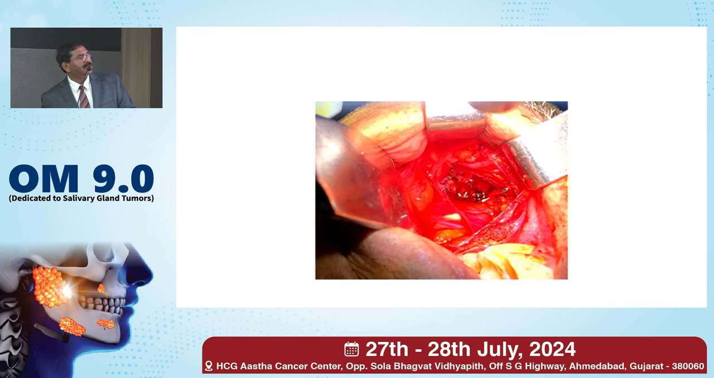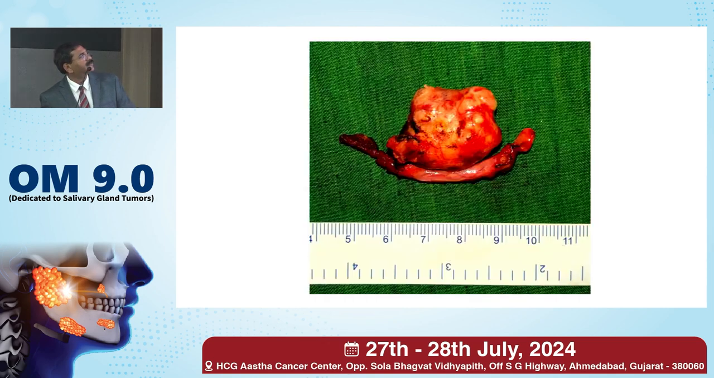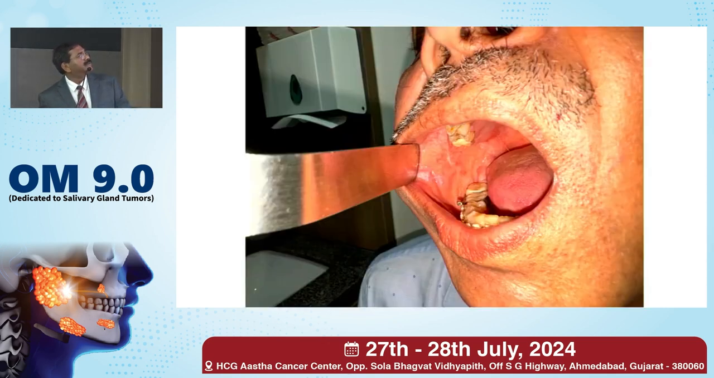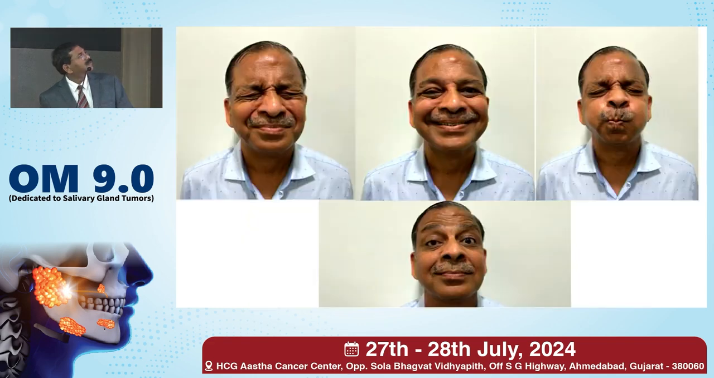So we went intraorally, and we could do this with neuromonitoring, so that we are very sure about the buccal branch and the ophthalmic division branch. And we could remove this specimen. This is after about 2 years. This was a benign tumor, pleomorphic adenoma. You can see the scar intraorally, and you can see all the movements well.